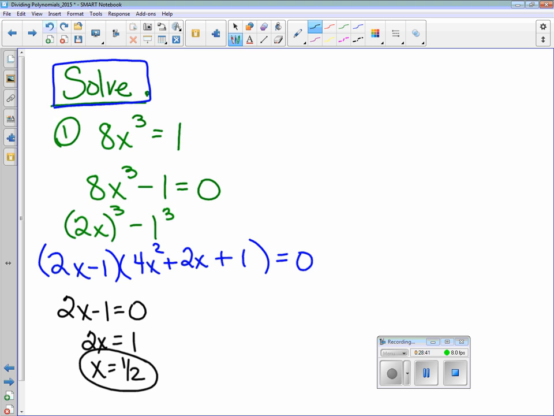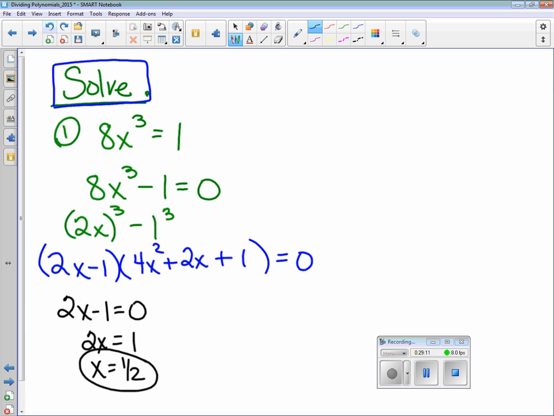So let's try it. 8x to the third minus 1. Oops. I hate when I do that. Minus 1. There we go. Uh-oh. My graph looks strange. What do I have to do to get my graph back to normal? Zoom standard. Zoom 6. Does it look like it crosses at 1/2? It does to me.